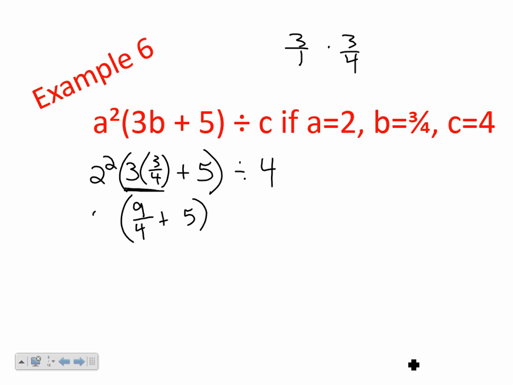Everybody with me so far? How many got that far? Okay. Now, let's add 9/4 plus 5/1. What do we know about adding fractions? You must have common denominators. What's our common denominator going to be? 4. So what do you know about this one? Stays the same. How did I go from 1 to 4? Times by 4. So times by 4 here. And I get 20. So now this becomes 29/4.